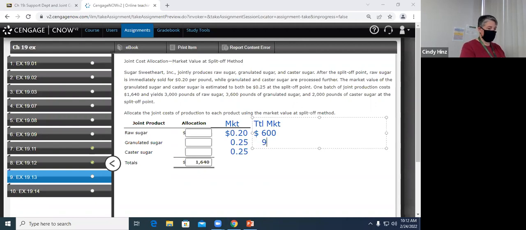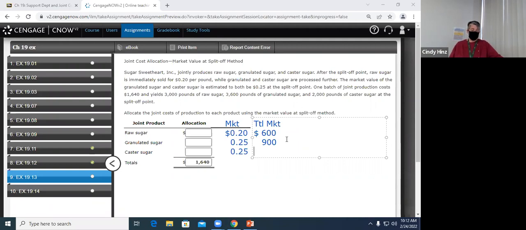Now, I want to point out, the company decides how to split this up. If there was a market, they could just sell it all as raw sugar if they wanted to. They don't, because it's more value for them to continue to refine the product and sell some of it at a higher price. The castor sugar and the granulated sugar.